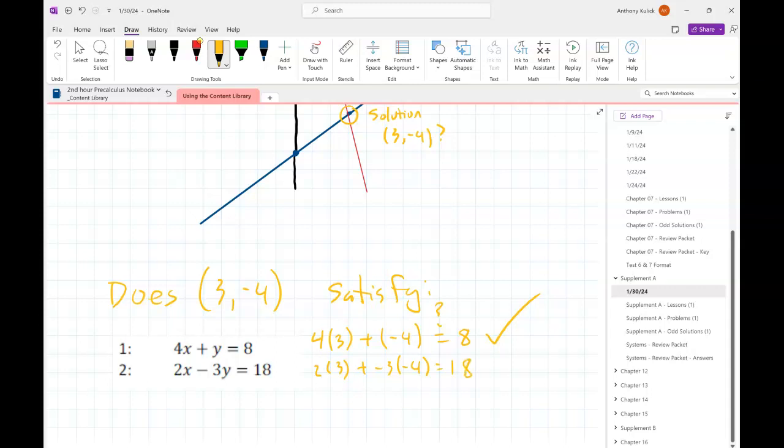How about that one? Does that work? Since it satisfies both equations, we know that's our solution, right? What's the downside of this method?